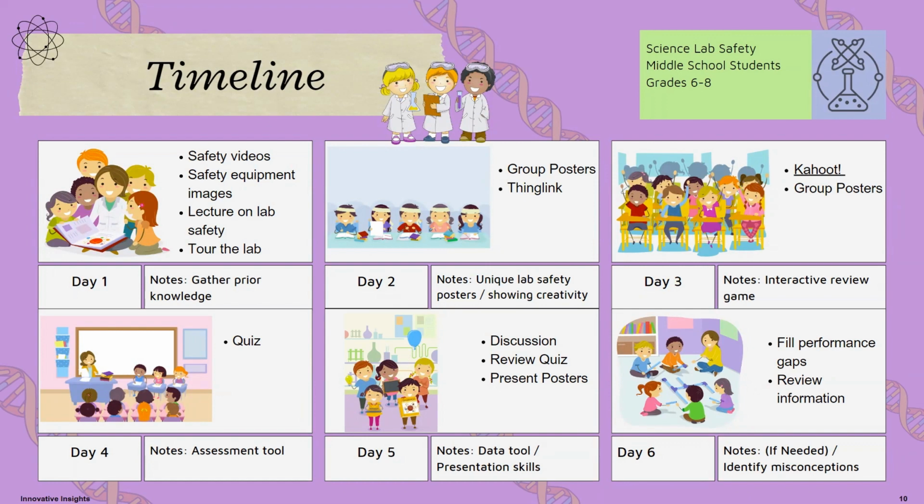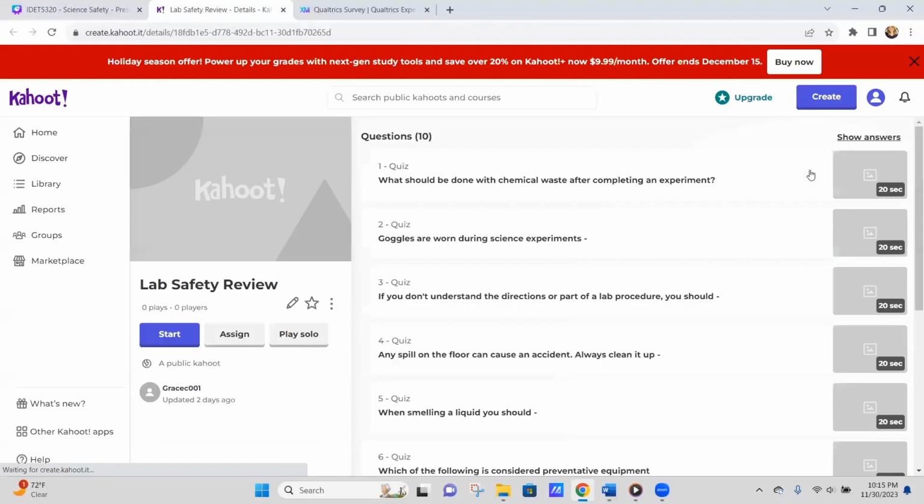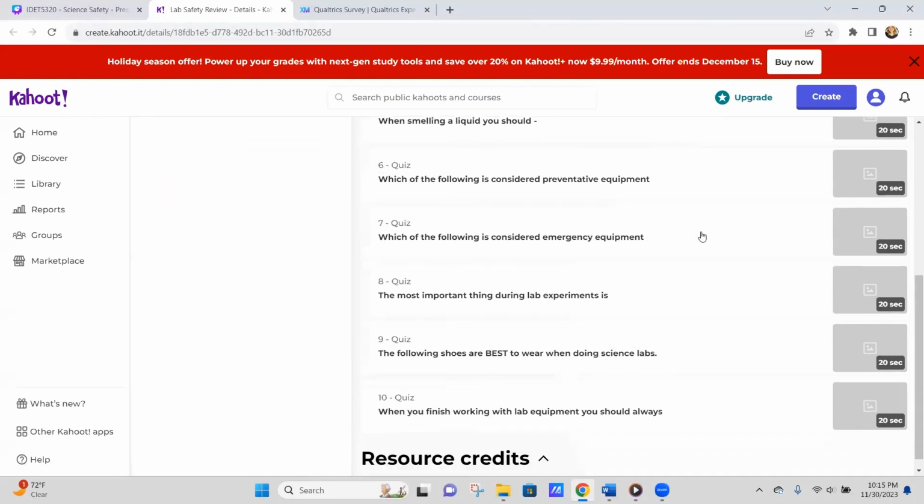Students will also present their lab safety posters on this day. On day 6, any performance gaps will be addressed and any misconceptions will be identified. To review for the quiz, the students will participate in a 10-question Kahoot. The Kahoot will reflect the questions that will be given on the quiz.